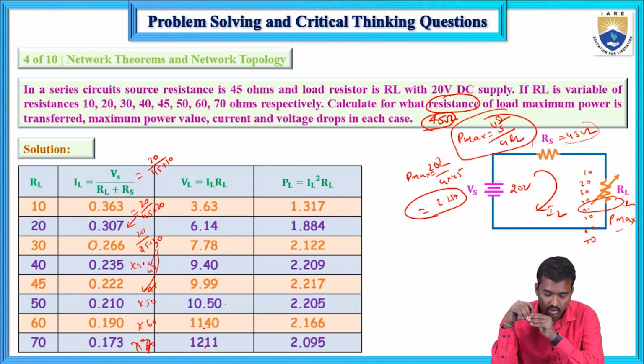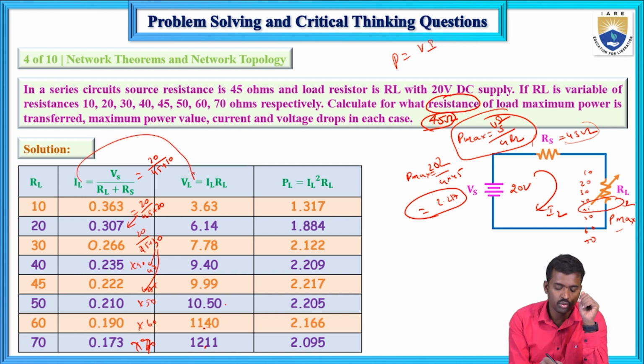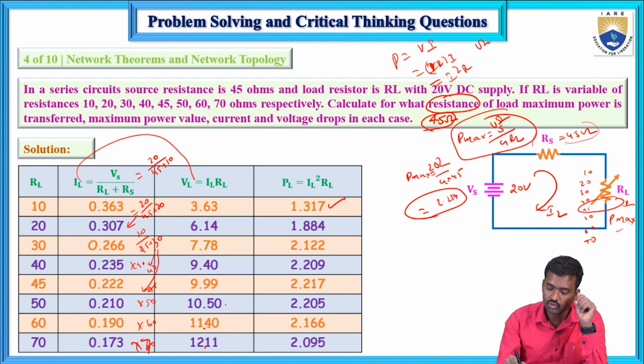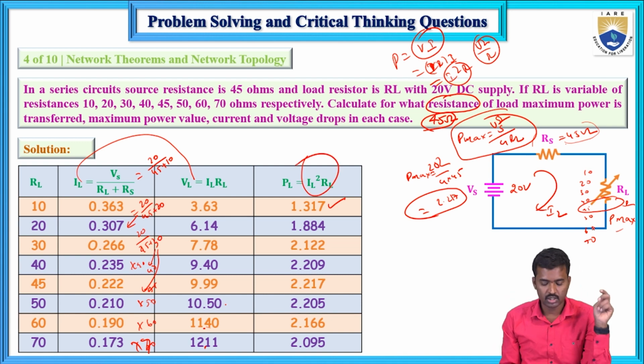Now how will you calculate the power? What is the formula for power? It equals V into I, and if you multiply these two you will get the power directly. Or V into I means I into R into I, that equals I square R, or V square by R. These are the three formulas. Here I am using I square R. If you multiply these two also, you will get the same value.